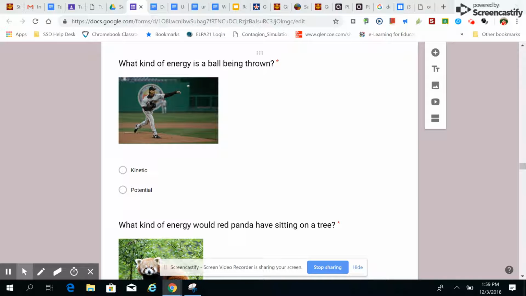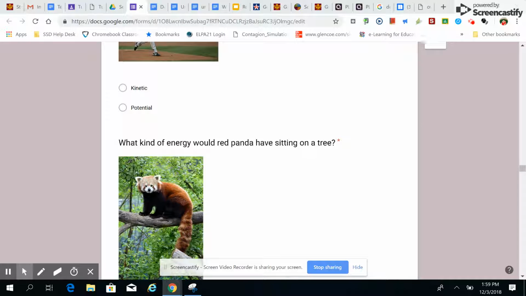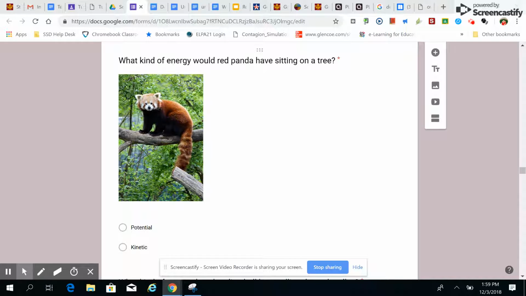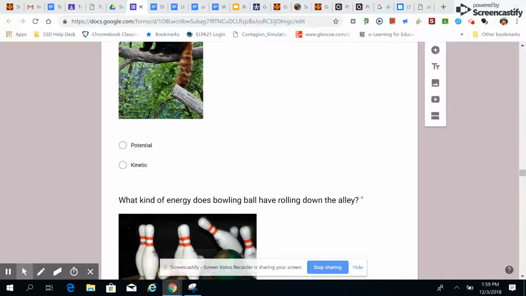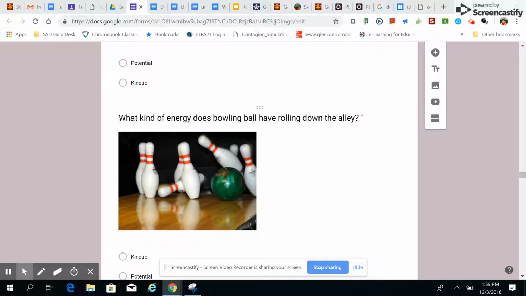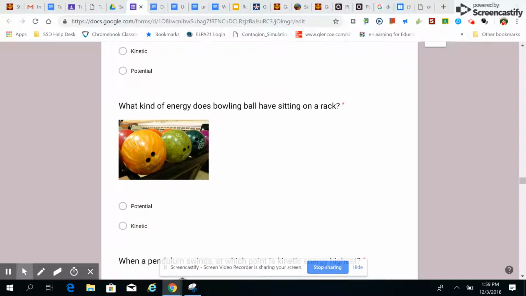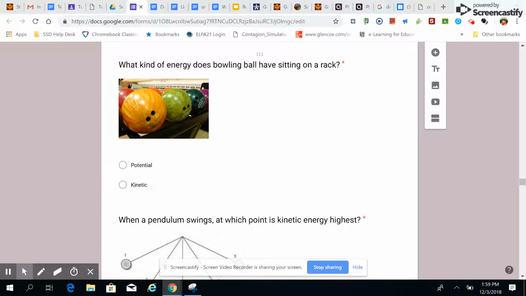What kind of energy is a ball being thrown? Kinetic, potential. What kind of energy would a red panda have sitting on a tree? Potential, kinetic. What kind of energy does a bowling ball have rolling down the alley? Kinetic, potential. What kind of energy does a bowling ball have sitting on a rack? Potential, kinetic.